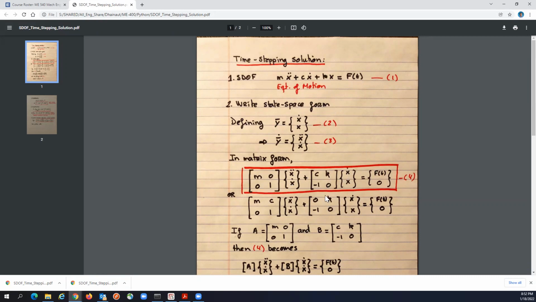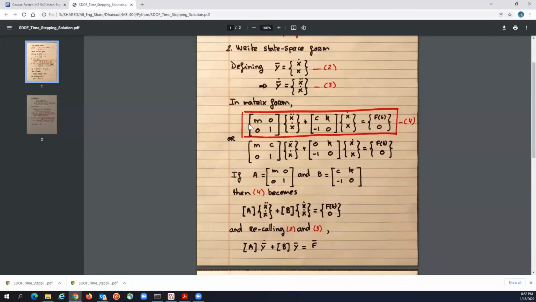I always get this question, but yes, we could also rewrite it in this form. We will have here m x double dot plus c x dot, okay, minus 1 x. All we need to do is to eliminate this one. So 1 x minus 1 x dot plus kx equal to f of t. So now you can define A as being equal to this or this, and B as being equal to this or this. In this case, I'm going to use the top one.